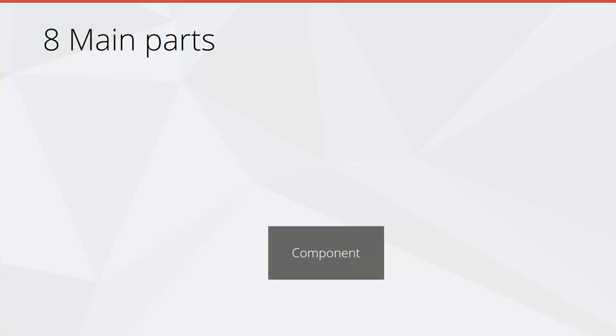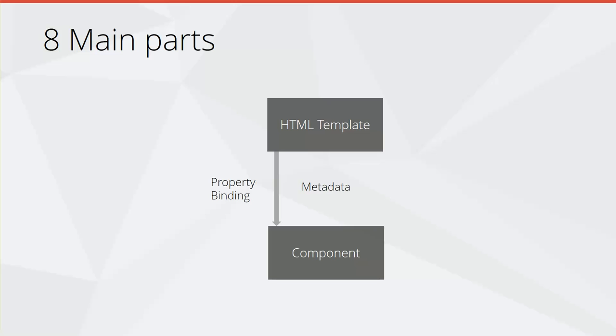So you have a component, and each component has to have a view. It has to have an HTML template. They're joined together, and you join them together with the metadata. Metadata is like information that you give to Angular to say, hey, these parts, these are all related together. And you have binding, both property binding and event binding between your template and your component.